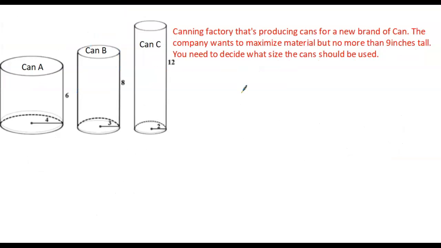So here, the same company, this time around, they are trying to produce a can, which is a cylinder. They want the height no more than 9 inches, but they also want to minimize the material. They don't want to use much material. So because of that, we have to look at the total surface area. So here, this question calls for surface area. And we know that it's a can, so it's going to be a cylinder.